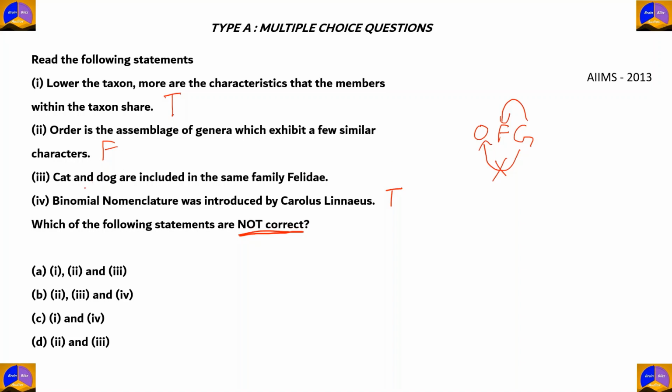Now, the last statement: cat and dog are included in the same family Felidae. Now, the cat is in the genus Felis and a dog is in the genus Canis, which means that cats are in Felidae, but dogs are in Canidae. So this statement is also false. Therefore, the correct answer, which contains both of these false statements, is option D, 2 and 3.